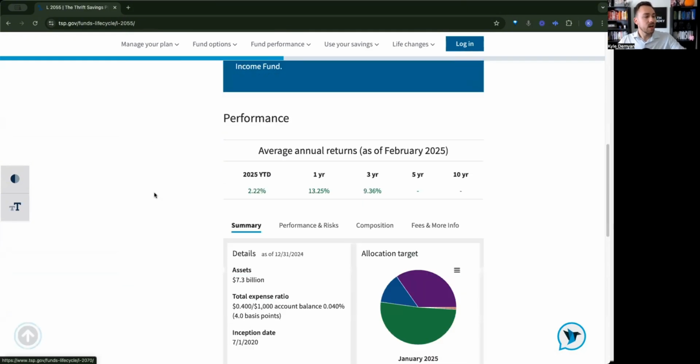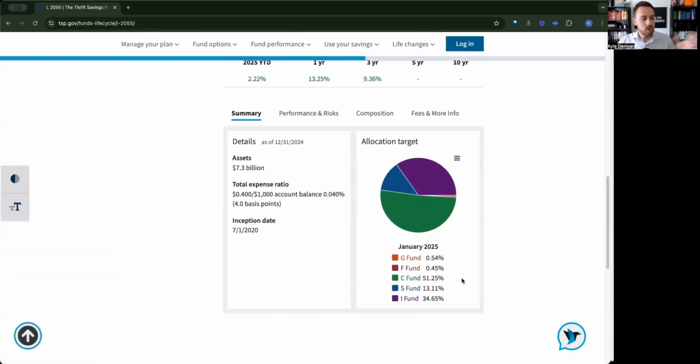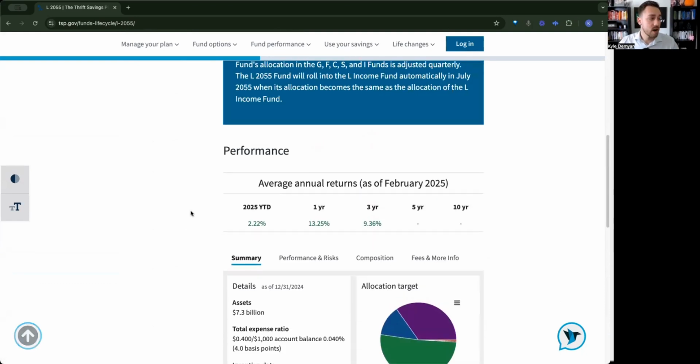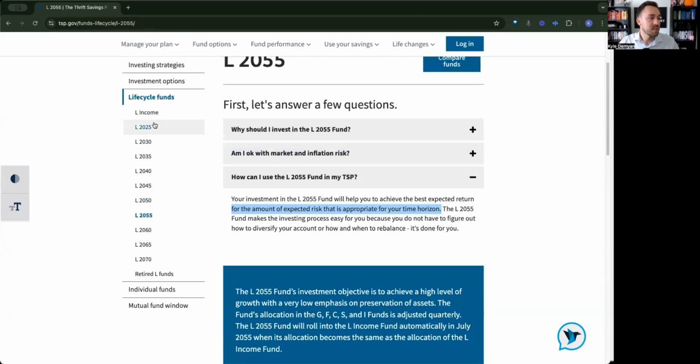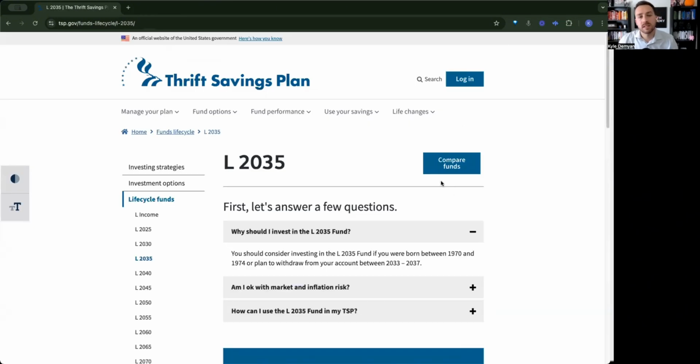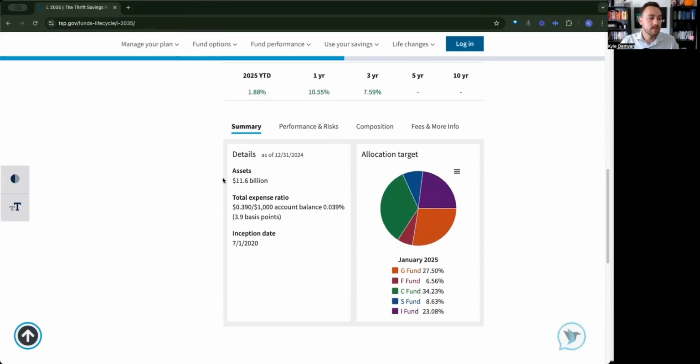Now, on the other side, just to show you guys what I mean by the diversification of the funds, let's say that you were going to be retiring, let's just use 10 years from now, and let's look at the L2035 fund.